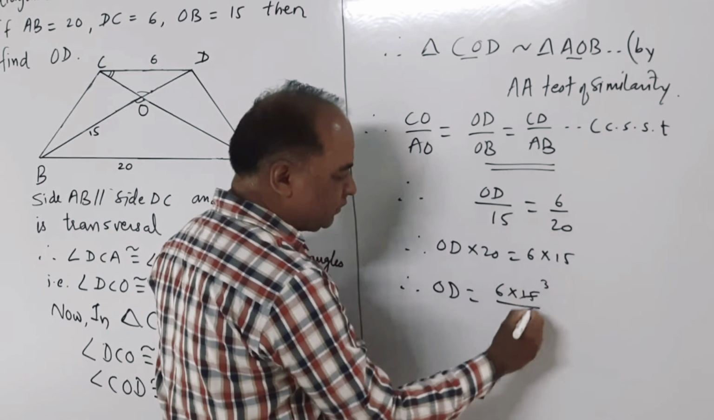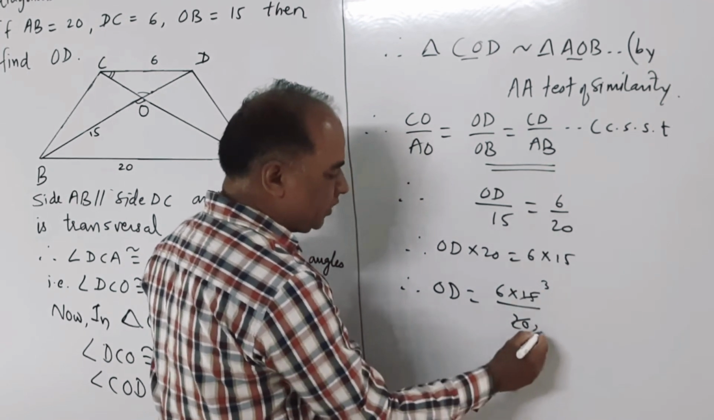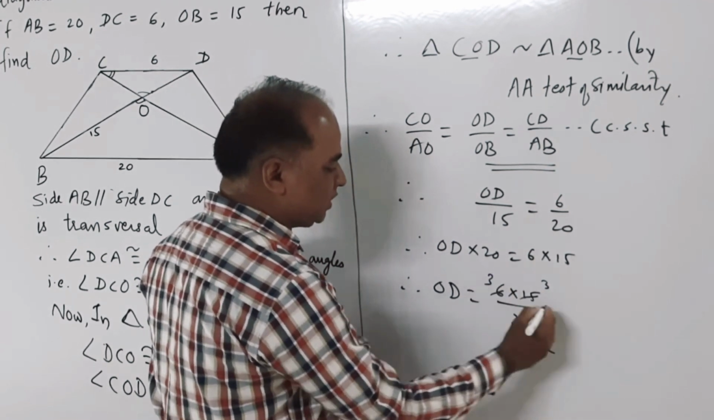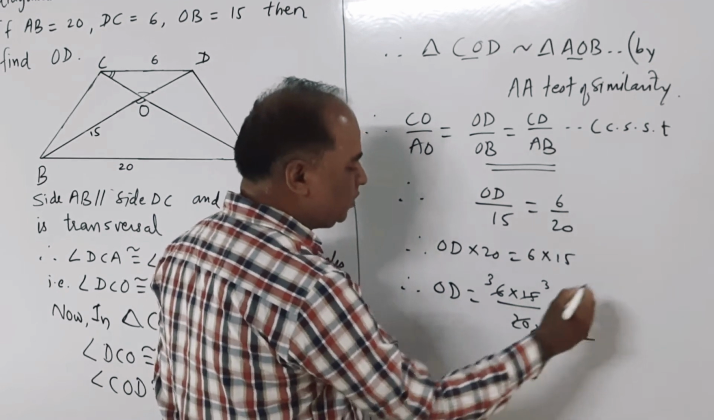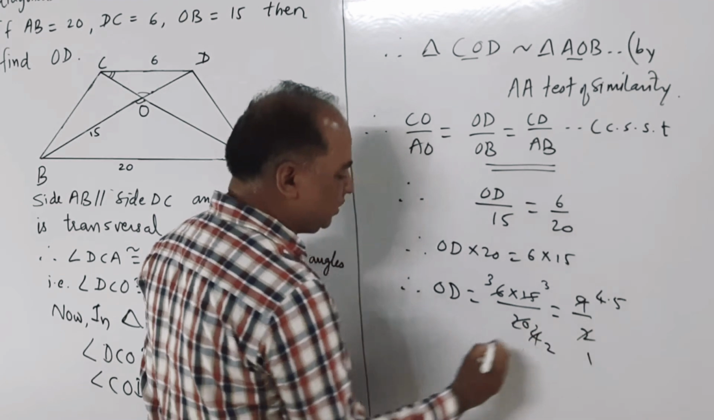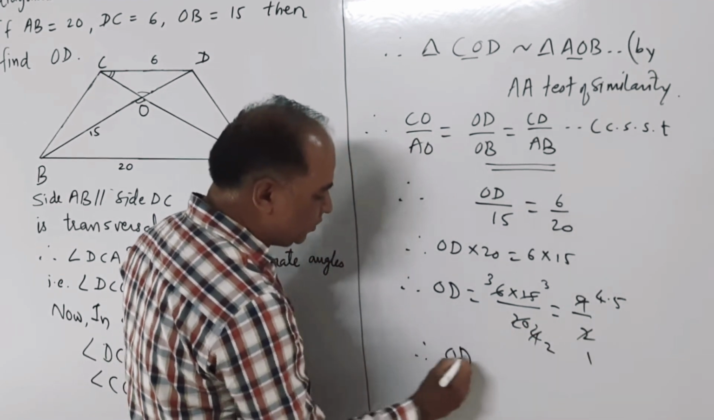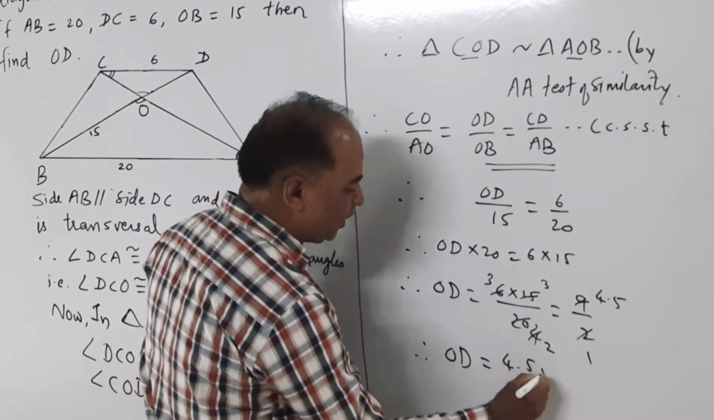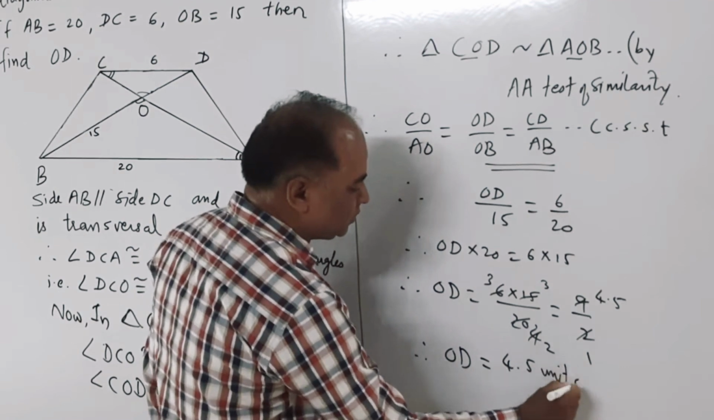Here 5 3s are 15, 5 4s are 20, 2 2s are 4, 2 3s are 6, that is, 3 3s are 9 upon 2, 2 1s are 2, 4 2s are 8, 2 5s are 10. So length OD is equal to 4.5 units.